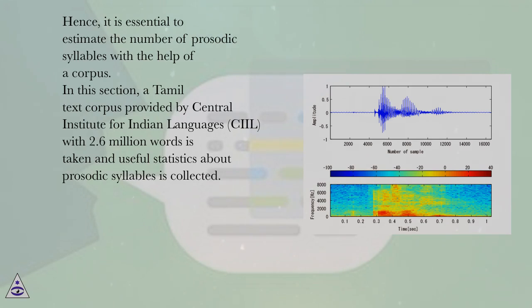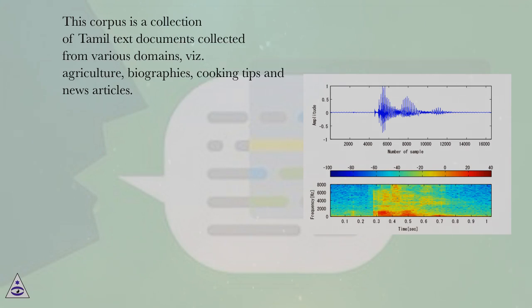In this section, a Tamil text corpus provided by Central Institute for Indian Languages, CIIL, with 2.6 million words is taken and useful statistics about prosodic syllables is collected. This corpus is a collection of Tamil text documents collected from various domains, viz. Agriculture, biographies, cooking tips and news articles.